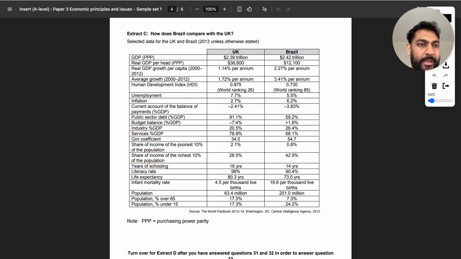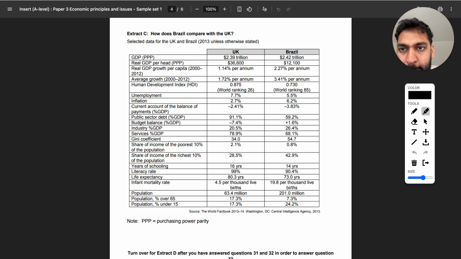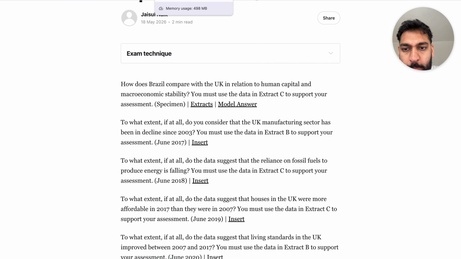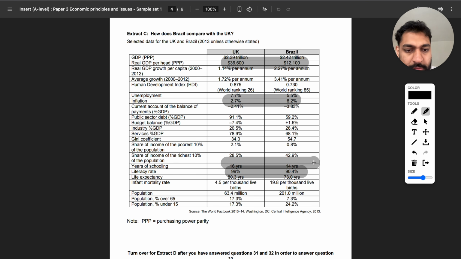And we just want to pick the 3 or 4 easiest things. Okay, so we've got human capital and macro stability. So we definitely want to look at GDP or GDP per capita, so that could be 1. We want to look at inflation. That's definitely going to suggest which one has more stability. And then the question also mentioned human capital, so something to do with skill level, so literacy rate and years of schooling. That should be plenty. And then if we want more, we can do.